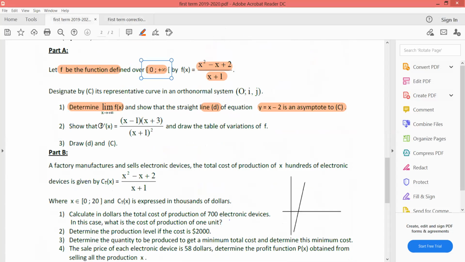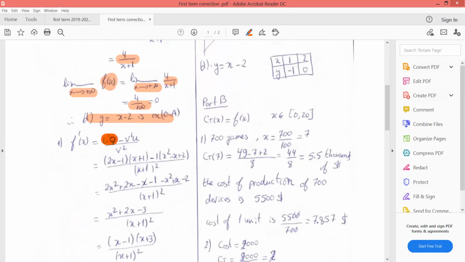Show that f prime x equals (x minus 1) into (x plus 3) over (x plus 1) squared, and draw the table of variations. How to verify f prime x? What's the rule we are going to use? (u prime v minus v prime u) over v squared. So f prime x equals (u prime v minus v prime u) over v squared. U prime is 2x minus 1 times v, which is x plus 1, minus v prime, which is 1, into x squared minus x plus 2, over (x plus 1) squared. We expand: 2x squared, 2x times 1 is 2x, minus x minus 1, minus x squared plus x minus 2. We get x squared plus 2x minus 3.